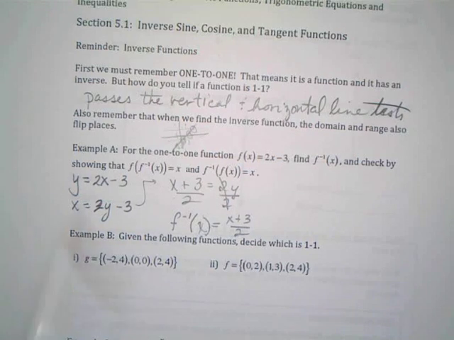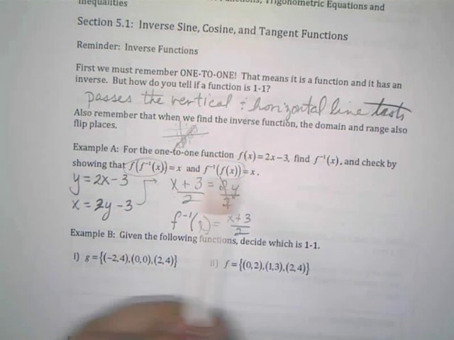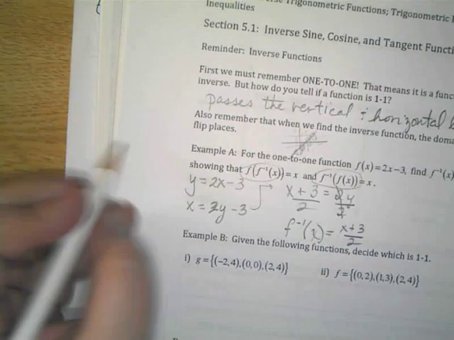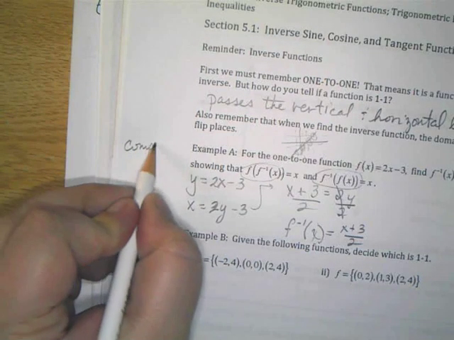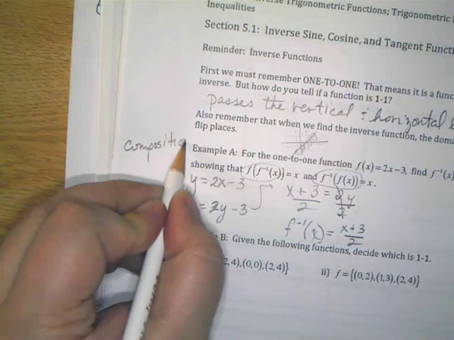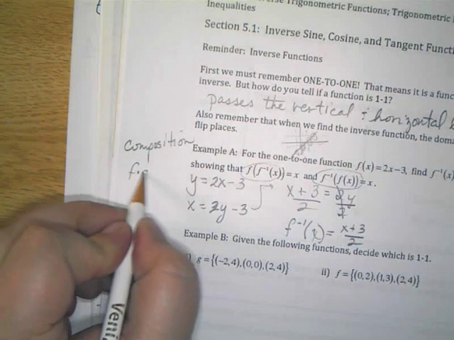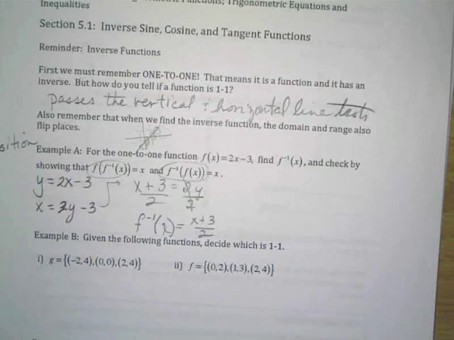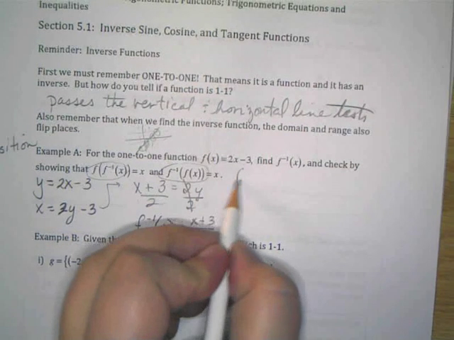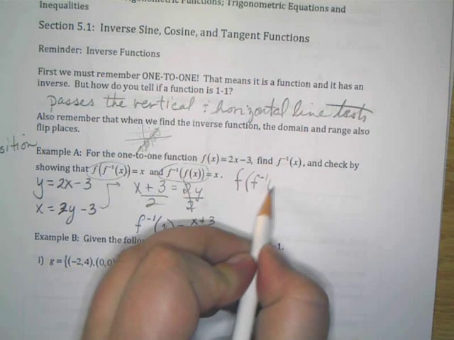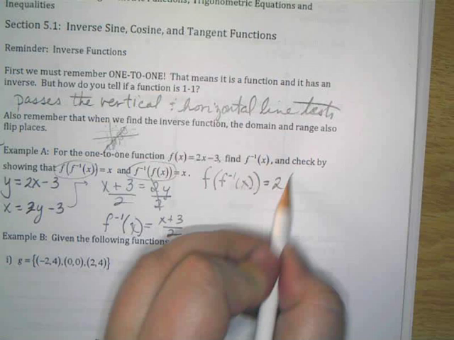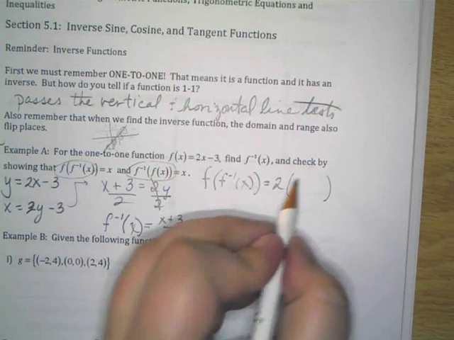And now they want us to check by doing this. And remember what these are called? It's called a composition. That's like the f of g stuff. So once again, we have also done that. We're doing it again. So here we go. Let's do f of f inverse of x. So we take our f function, and wherever I see an x, I put the inverse.